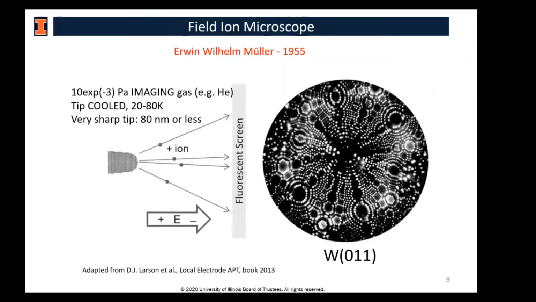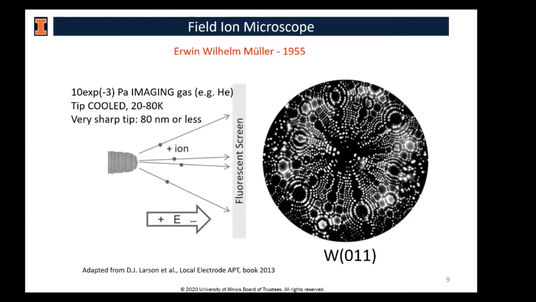So already after the war, the same researcher, Erwin Müller, moved to the United States, and around 1955 came up with a higher resolution method compared to the field electron microscope, which had a resolution of about 2 nanometers. This time the tip was much sharper, about 100, 80, or 50 nanometers, a very sharp needle. The tip was cooled to really low temperatures by liquid helium.